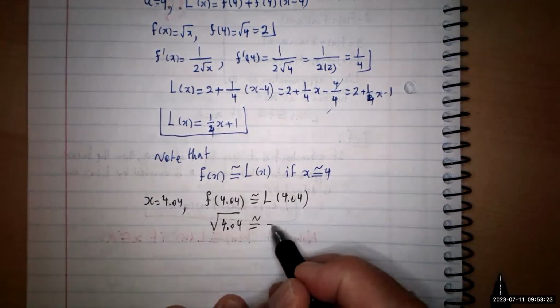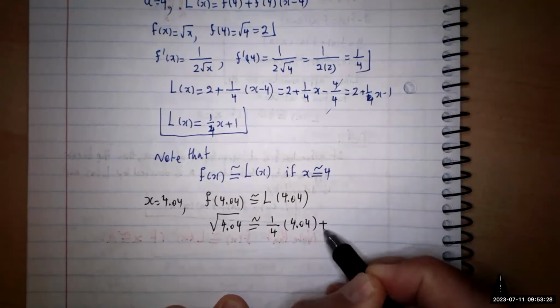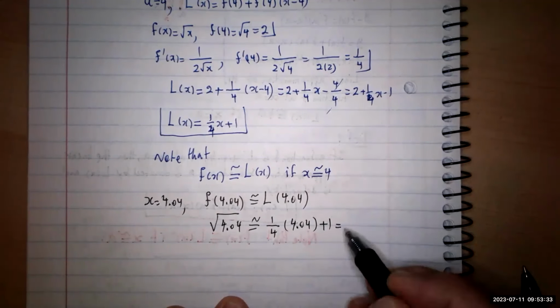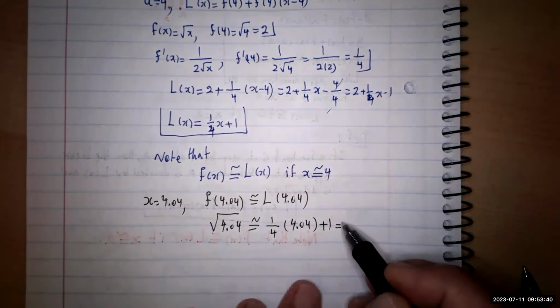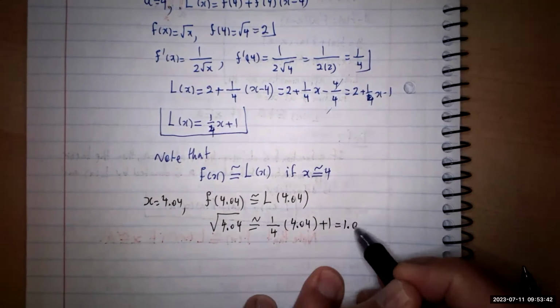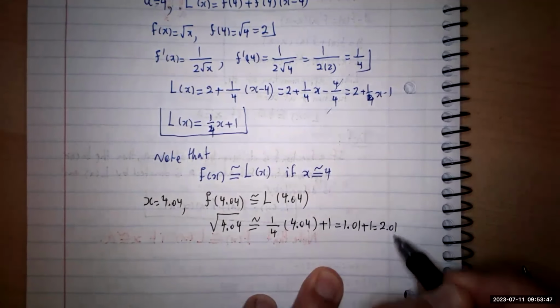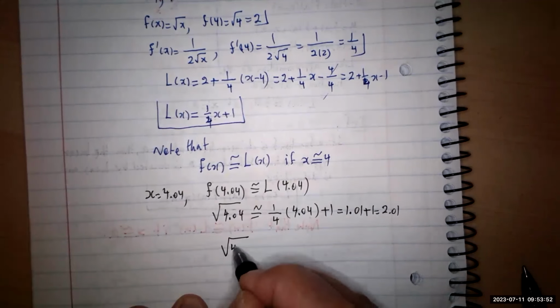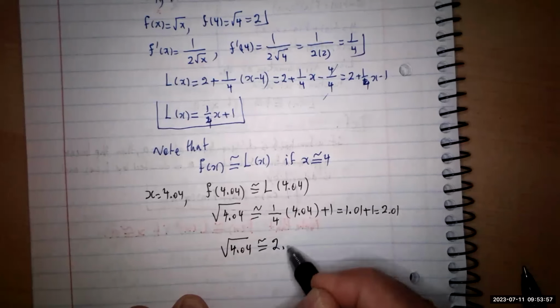So it's going to be a quarter times 0.04 plus 1. If you simplify this one, that gives 0.01, so you get 1.01 in that case. Then 1.01 plus 1 is going to be 2.01. So with this calculator that we invented, the square root of 4.04 is going to be approximately 2.01.